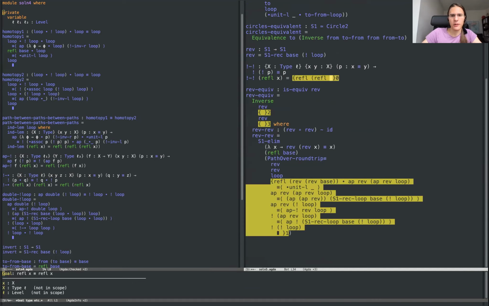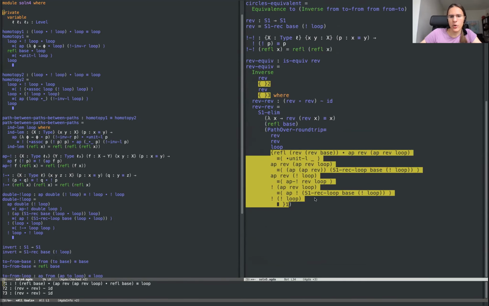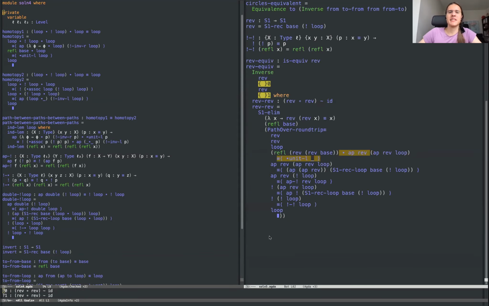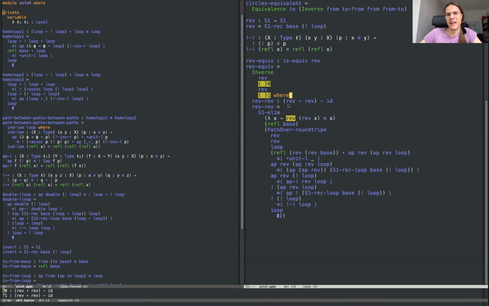So refl of X. And so now we do not not on loop. And that gives us loop, which completes this proof. And the red stuff is there only because sometimes Agda has that. So I kill and restart Agda, and then that happens. Okay, now I proved in rev, and I need to give this twice here. And that proves that rev is an equivalence. So there we go.